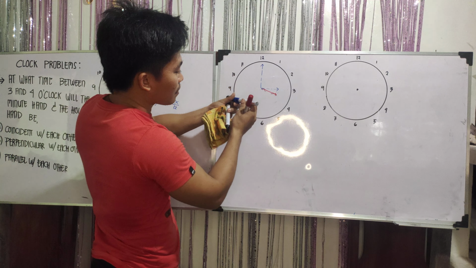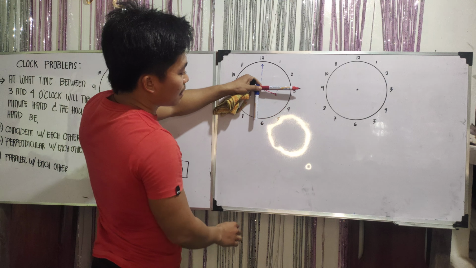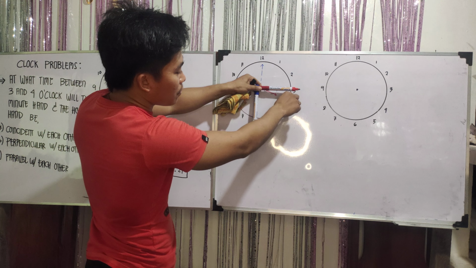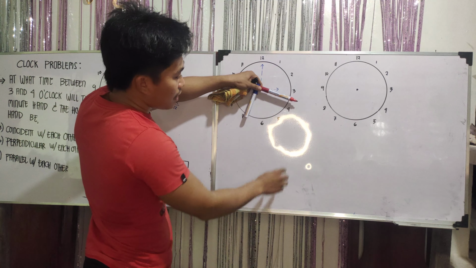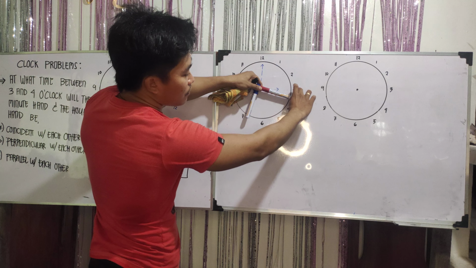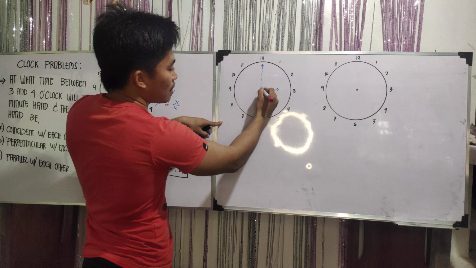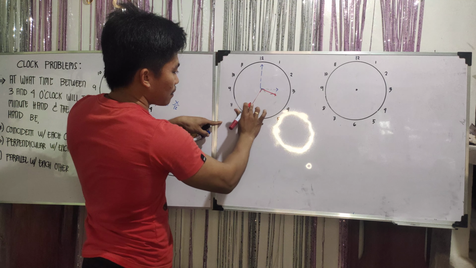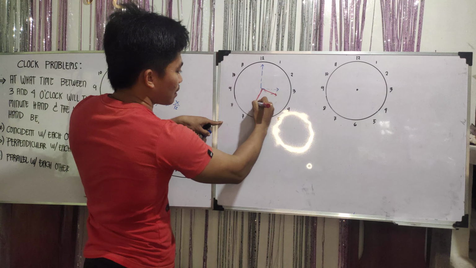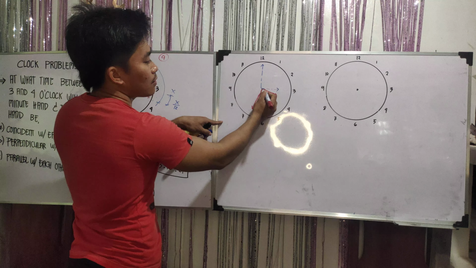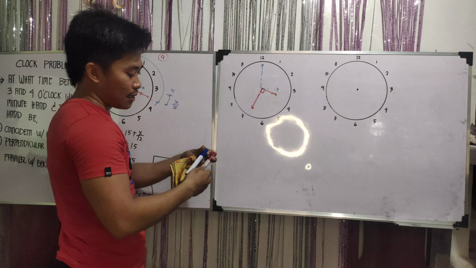Okay, ganyan siya. If eto nag-move, of course, diyan siya tatama. So the hour hand shall be between 3 and 4 and the minute hand shall be between 6 and 7. So in short, dito tatama si minute hand. So naka 90 degrees sila.